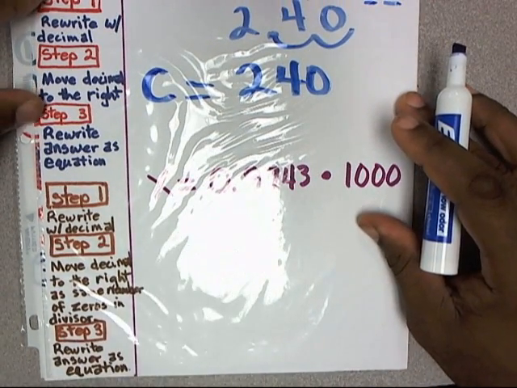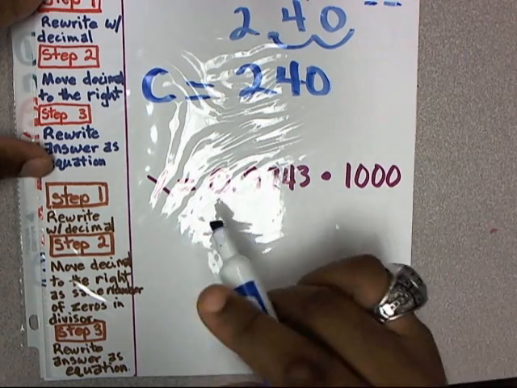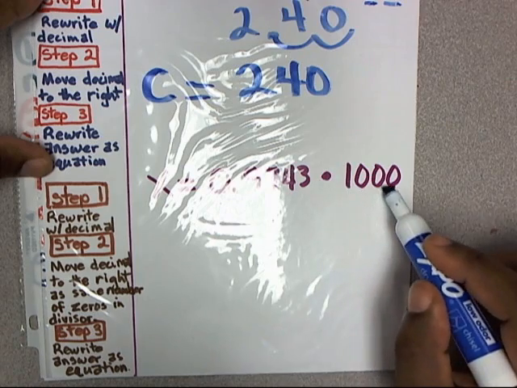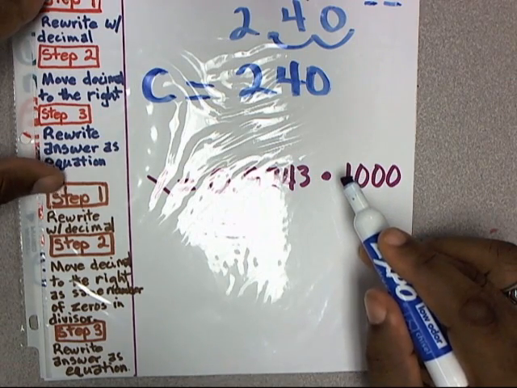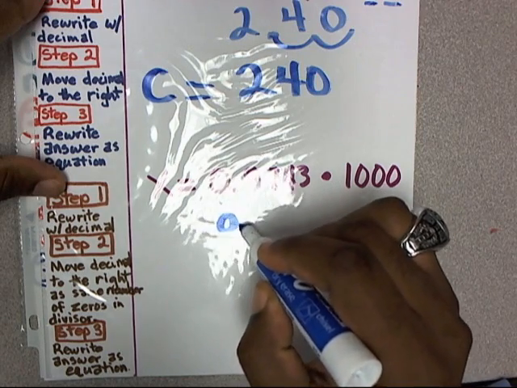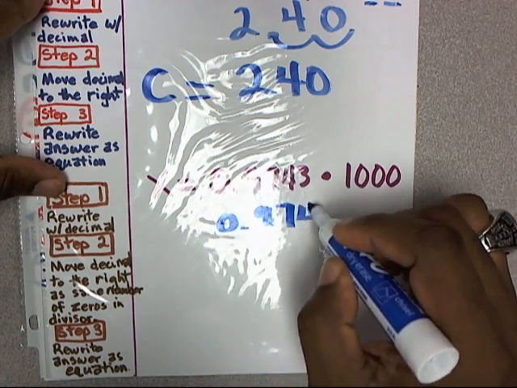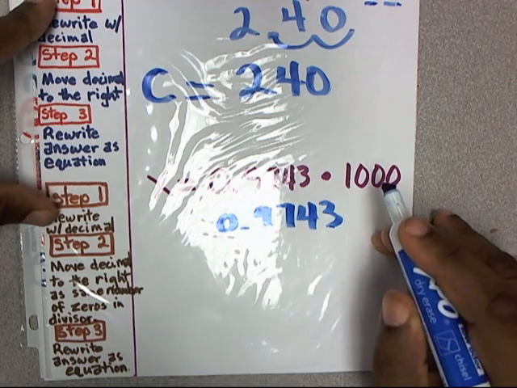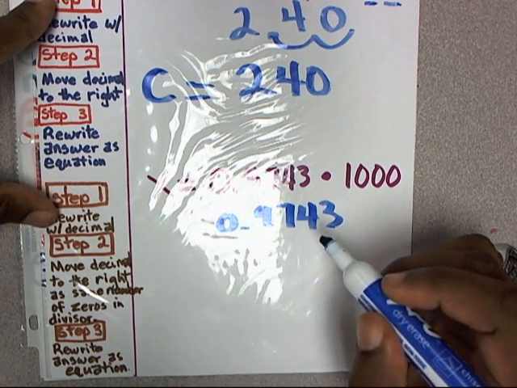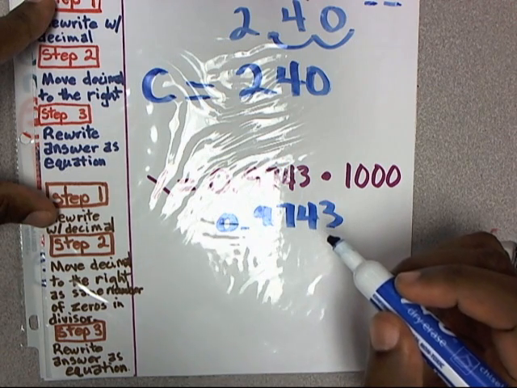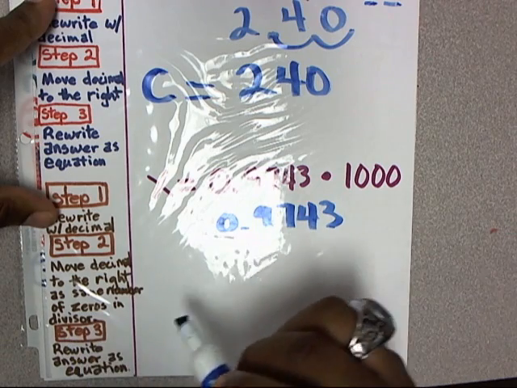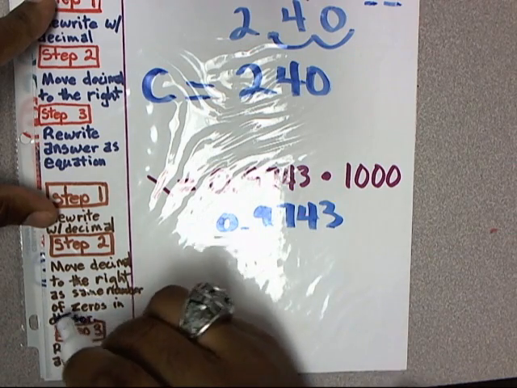The next problem is x equals 0.9743 times 1000. Step number 1, rewrite with decimal. There we go. Step number 2, move the decimal to the right the same number of zeros in the factor. This is a typo. That's supposed to be factor.